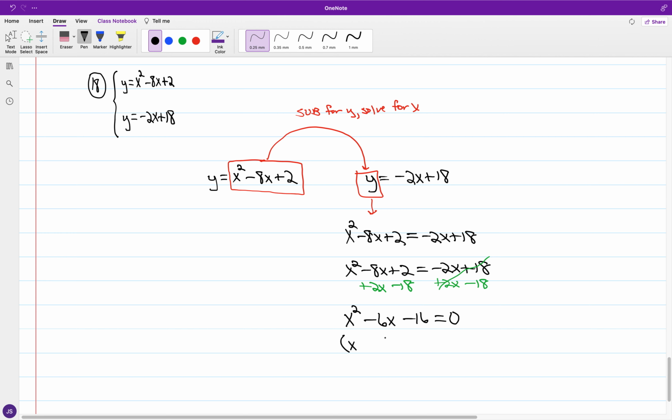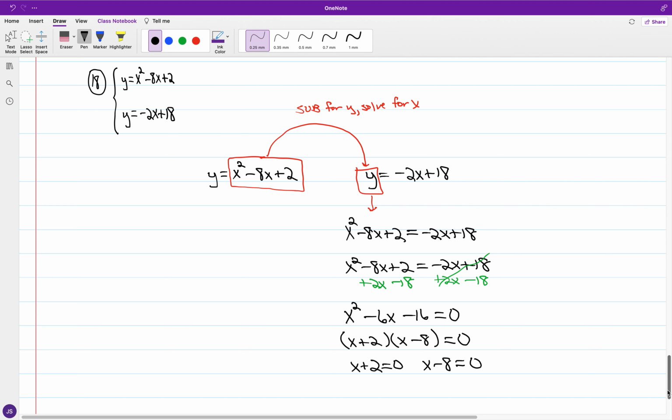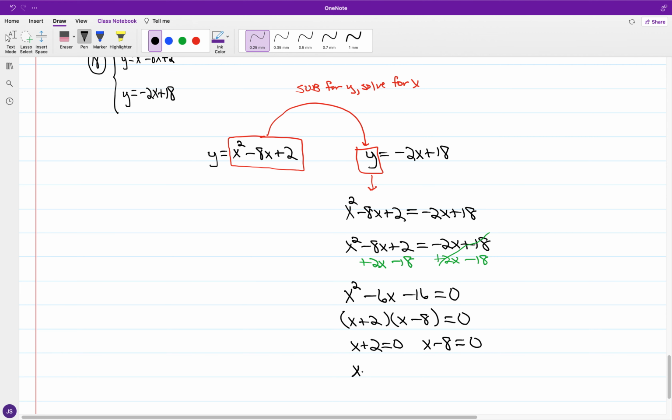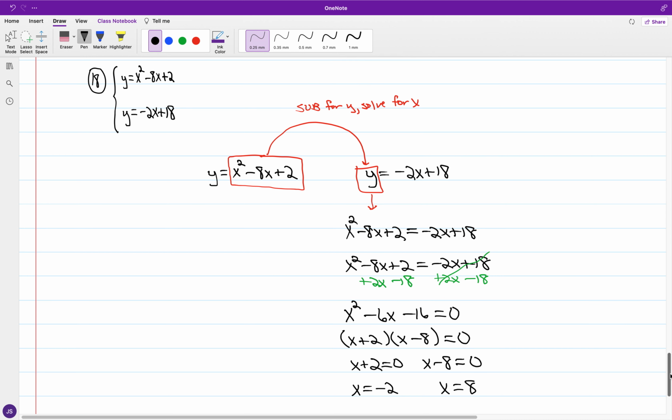And the trinomial I can factor, and with the terms, I have x plus 2 and x minus 8, and with the use of the zero product property, setting each of the factors to 0. So if x plus 2 is equal to 0, we have x is equal to negative 2, and when x minus 8 is equal to 0, we'll have that x is equal to 8, right?